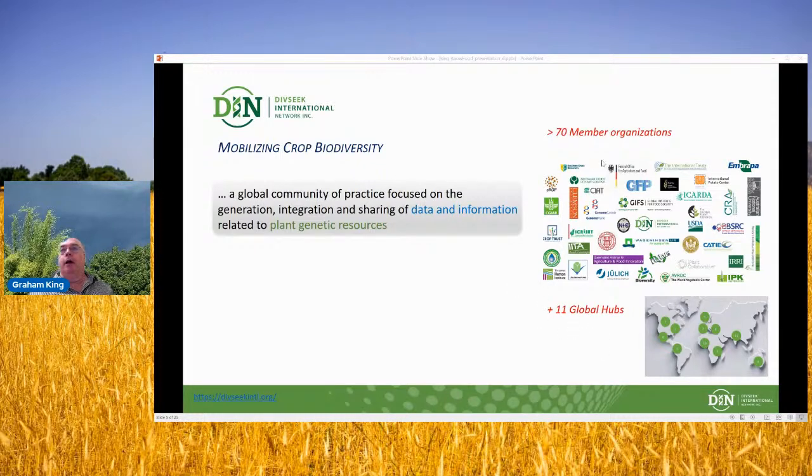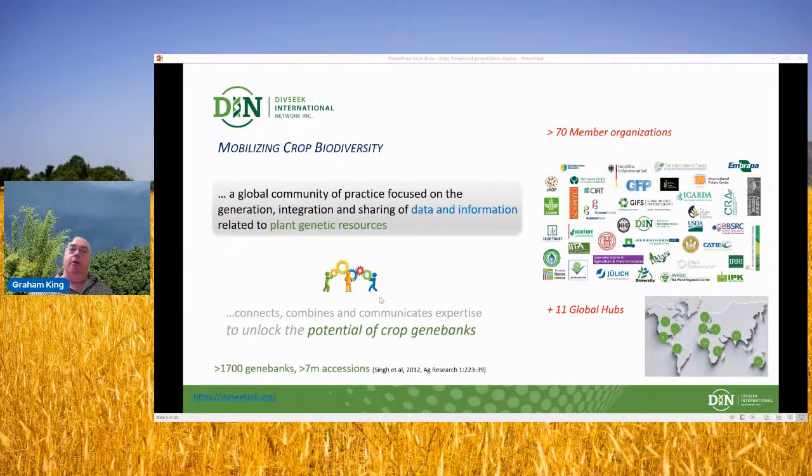As well as those organizations, we have 11 global hubs, which we established a couple of years ago. They're growing, and they're really connecting into a much wider community around the world that are keen to use information and understand what infrastructure may be available for integrating information about plant genetic resources.